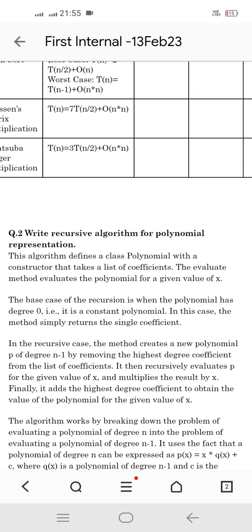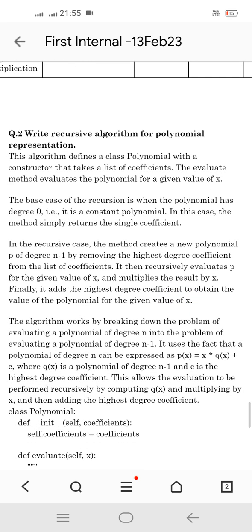Now we move to the second question, which is: write a recursive algorithm for polynomial representation. This algorithm defines a class polynomial with a constructor that takes a list of coefficients. The evaluate method evaluates the polynomial for a given value of x. The base case of the recursion is when the polynomial has degree 0, that is, it is a constant polynomial. In this case, the method simply returns the single coefficient.